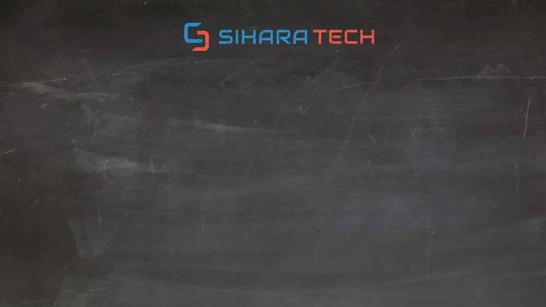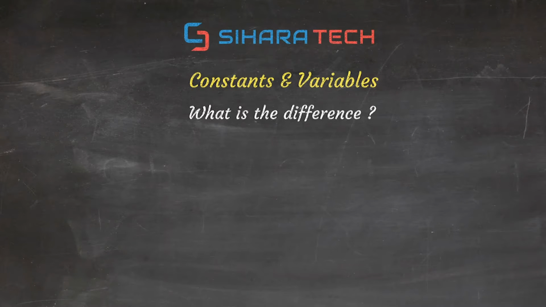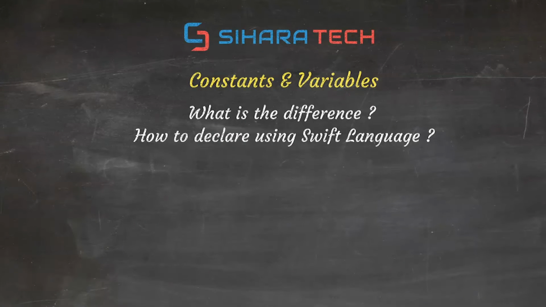In my last lesson, we discussed constants and variables, what the main difference between them is, along with how you can declare those using the Swift language.